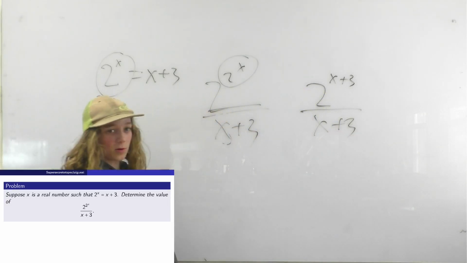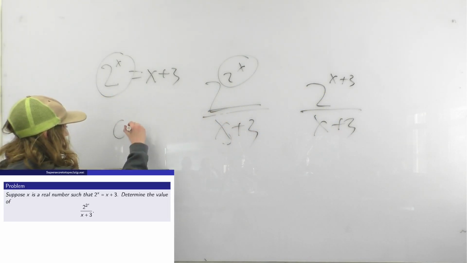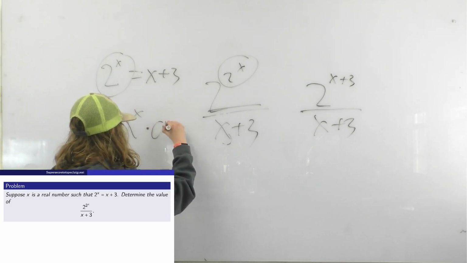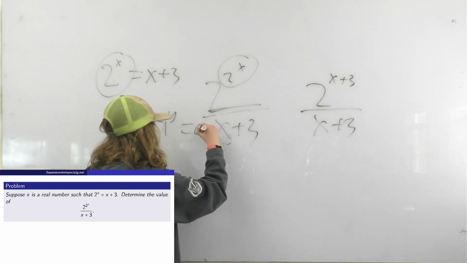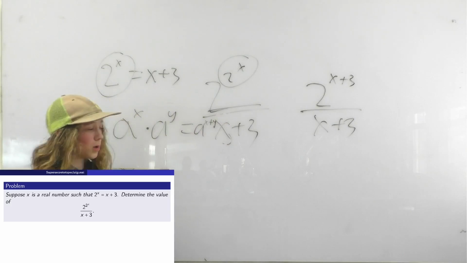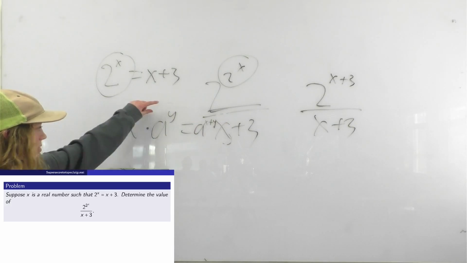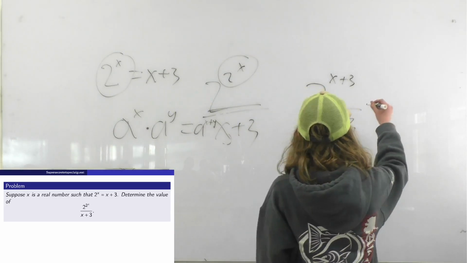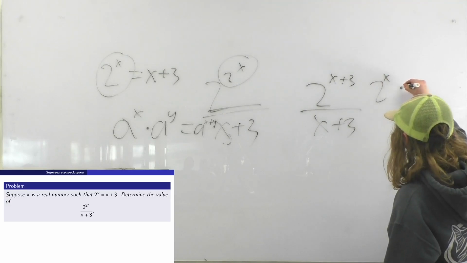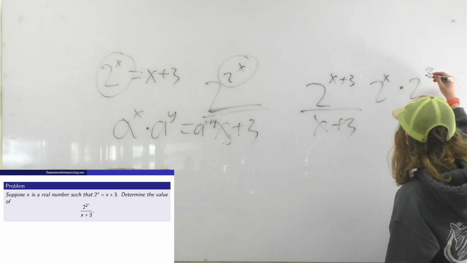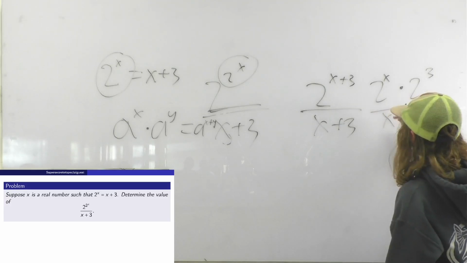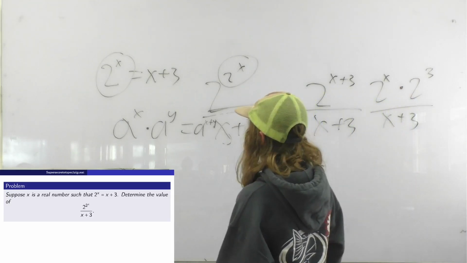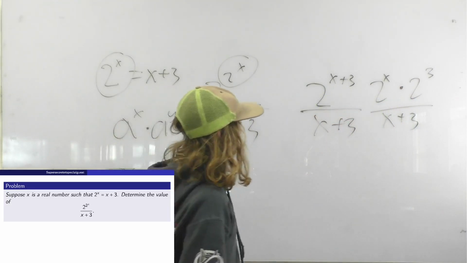Now, with exponents, if we have, say, a to the x times a to the y, that's the same as a to the x plus y, because if we're multiplying and the bases are the same, then we just add the exponents. So we can apply that backwards here to get 2 to the x times 2 to the 3 over x plus 3, which is the same thing, because here we just add the exponents. So this is the same as this.